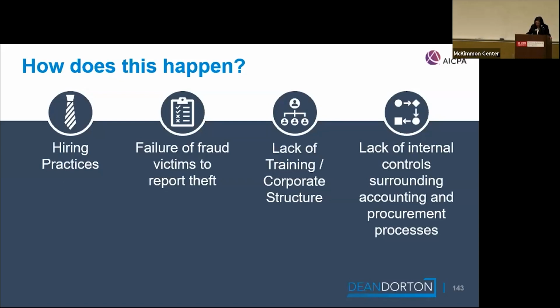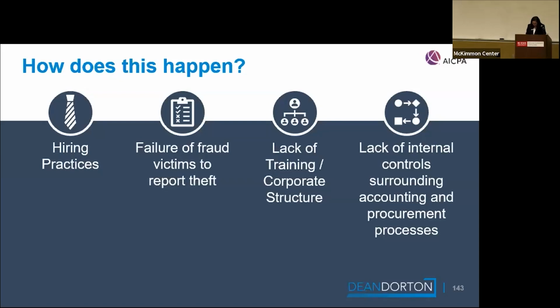Failure of fraud victims to report theft. The reality is sometimes when a person is found guilty or caught, we realize they've done this before. And then maybe it wasn't caught before because some organizations are hesitant to report it. They're embarrassed. They think it'll be a bad mark on their reputation that this person worked for them.